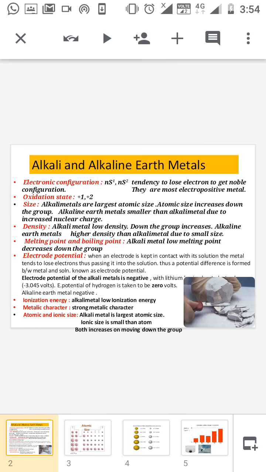Next is the electrode potential. When an electrode is kept in contact with its solution, the metal tends to lose electrons, thus passing them into the solution. Thus, a potential difference is formed between the metal and the solution. Suppose a zinc rod is dipped in zinc sulfate solution. Definitely, zinc is converted into Zn2+ and moves into the solution as Zn2+. So a potential difference is developed between the zinc rod and the surrounding Zn2+ ions. So this is the electrode potential.